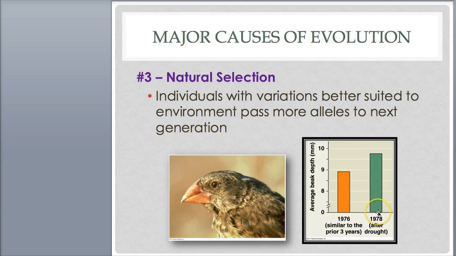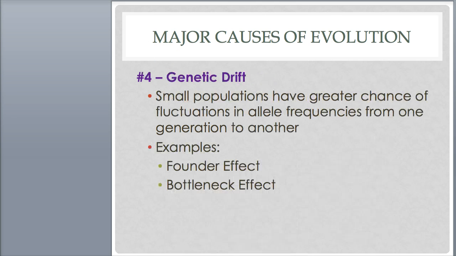So in 1978, all of a sudden the whole population shifted to longer beaks, and this was only after 2 years. So those that are more fit, quote unquote more fit, and more apt to survive, pass on their alleles better than those that don't. So that's called natural selection.